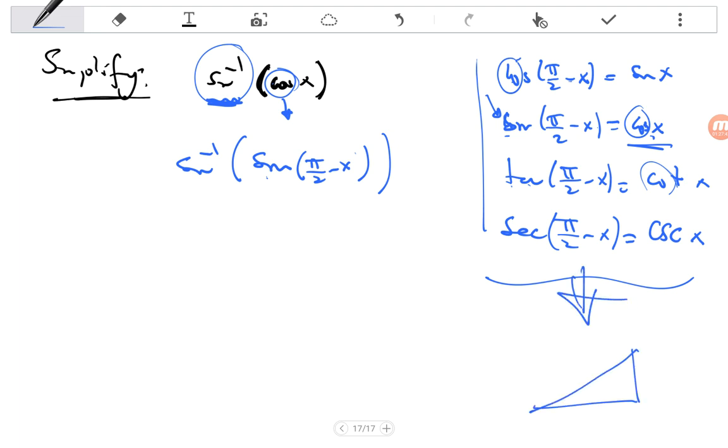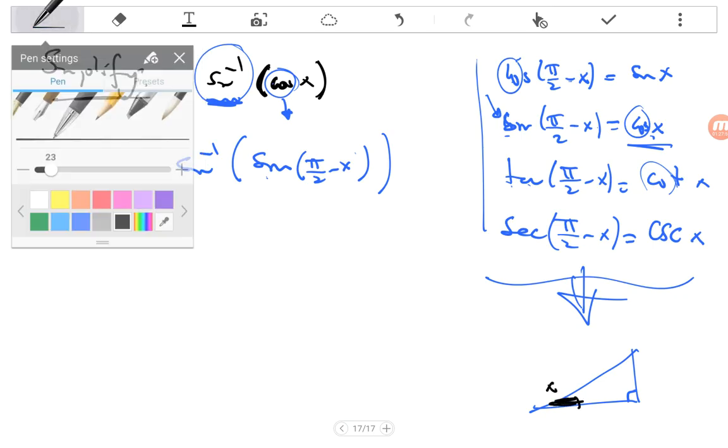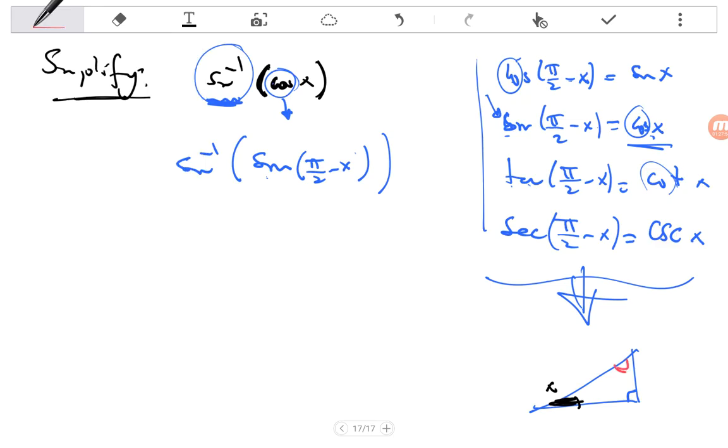They just came from the right triangle. If this angle is x, then the other angle will just be pi over 2 minus x. And if you just look at this triangle, the cosine of that black angle is just the sine of the other angle, the red angle. The sine of the black angle is just the cosine of the red angle, and so on. The tan of the black angle is just the cotan of the red angle, and so on. All of these rules just come from a right triangle in this way.